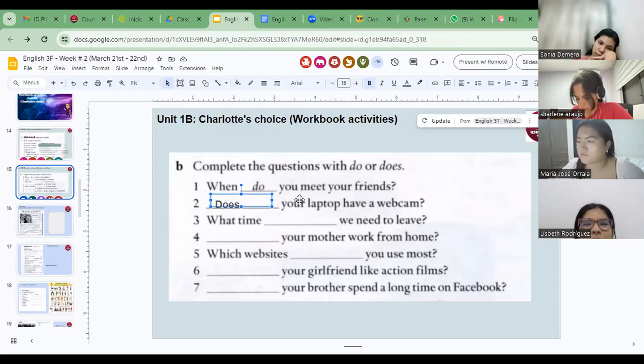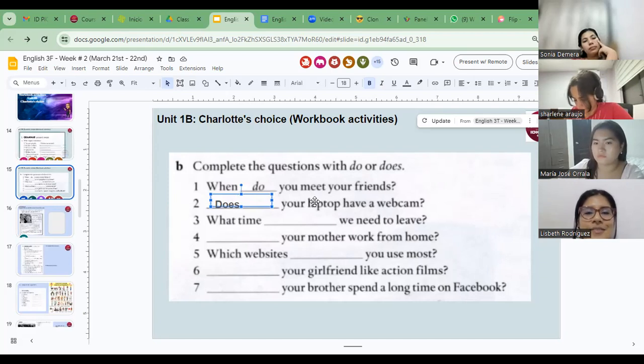Or singular, and do is plural. It might not be just plural because if I'm talking about myself, it's do. I do or you don't. So it's does because we're talking about the laptop. Aquí el sujeto no es usted, but it's the laptop. So if we're talking about the laptop, es tercera persona, es singular, that's why it's does. Okay. What about number 3, Charlene?